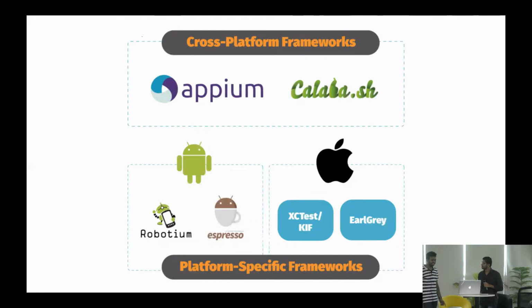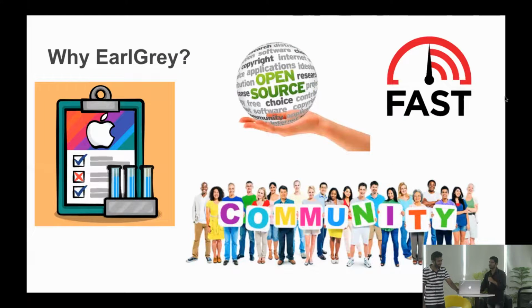Gaurav, I see KIF there, and I, for one, know that KIF is much more performant than EarlGrey by any standards. Then why did we choose EarlGrey? Yes, you have a valid point. KIF is a bit faster than EarlGrey, but there are good reasons why EarlGrey. First thing, it is backed by Google. We have an active community. It has been open source. We can also contribute to it. So the community is also pretty active.